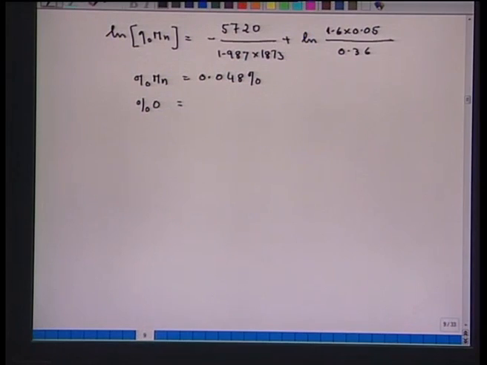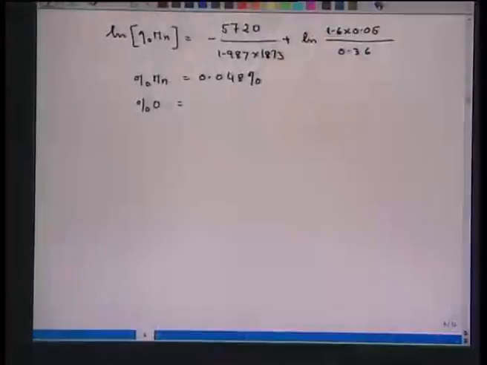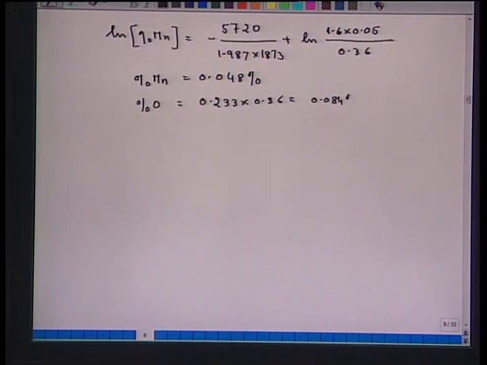You recall we determined for activity of FeO, the percentage oxygen at saturation was 0.233 at 1873 Kelvin. So, we just multiply by the activity of FeO that we have determined now, which is equal to 0.36. So, percentage oxygen is equal to 0.233 into 0.36, and that is equal to 0.084%. So, this calculation says that manganese can be very easily oxidized under the oxidizing condition.